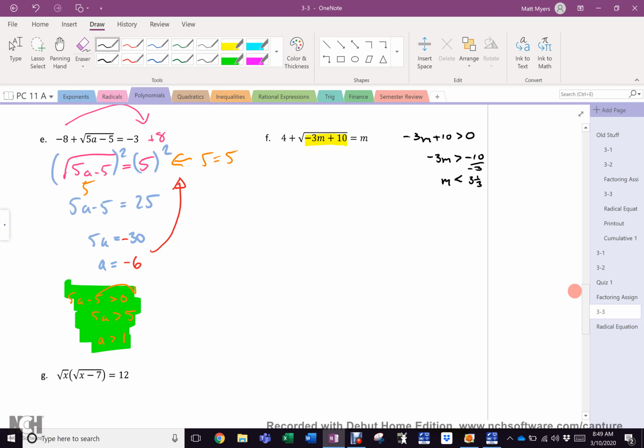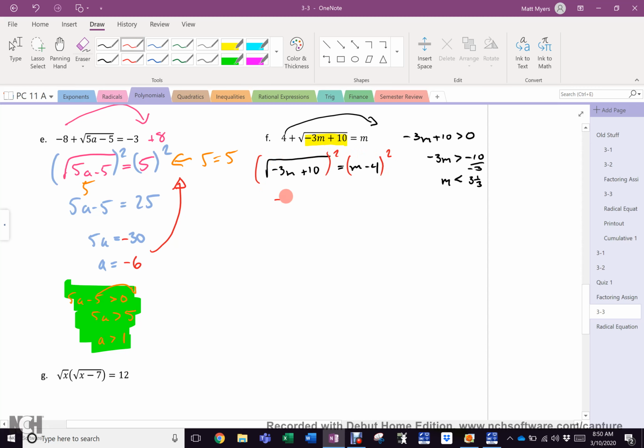Okay, so what are we doing first? We're going to bring over the 4, and then we're going to rewrite. Everybody happy with the first step? Okay, then what? Square both sides. Now remember, let's not think about the steps. Let's think about why we're doing them. Why am I squaring both sides? What is my goal? To get rid of the radical sign, right?